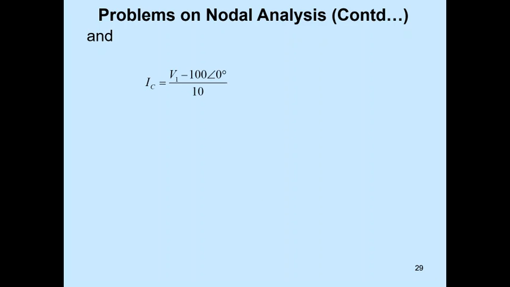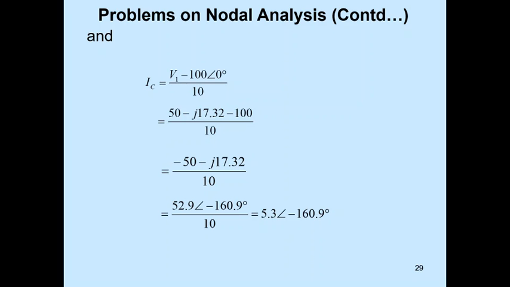Now IC. So IC is equal to V1 minus 100 at an angle of 0 by 10. So by replacing V1 by 50 minus J 17.32 minus 100 by 10, we are getting this is equal to 5.3 at an angle of minus 160.9 degrees. So in this way we are calculating all IA, IB and IC by using CRAMERS rule.